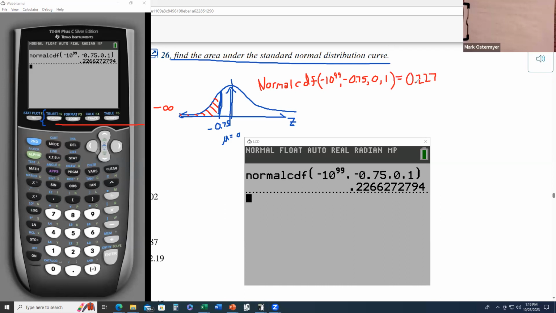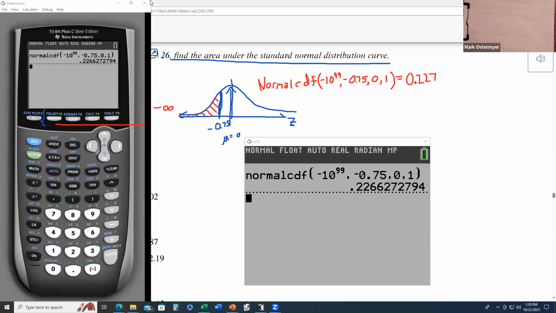That accounts for about 22.7% of the area of the entire curve. What is that? That being less than a z-value of negative 0.75. Or we would say there's about a 22.7% chance that our z-value will be less than negative 0.75 if you were to randomly choose a z-value from negative infinity to positive infinity.